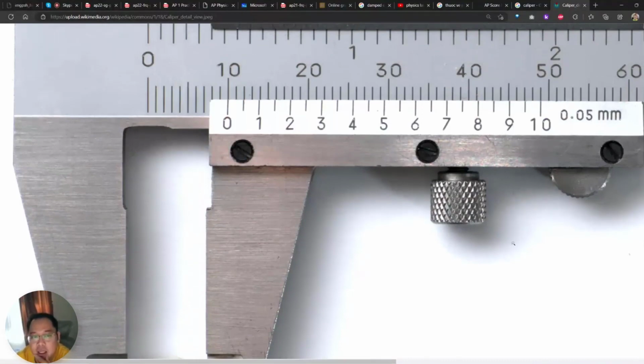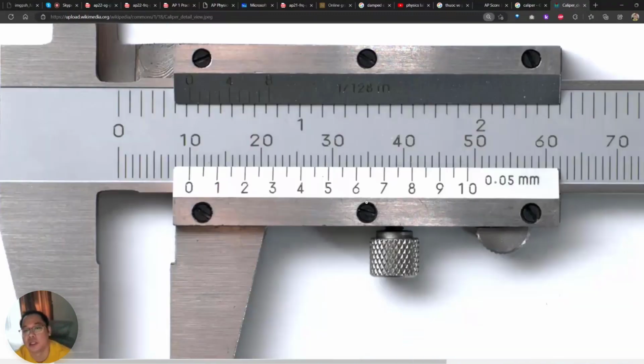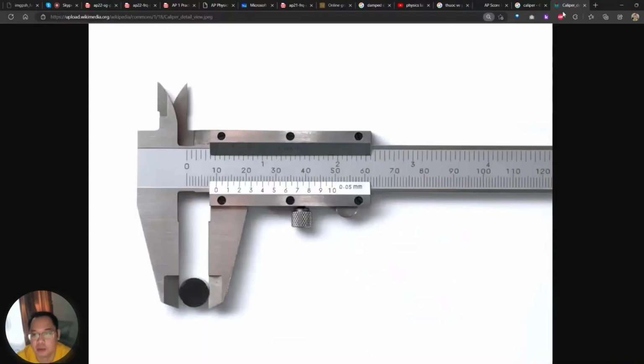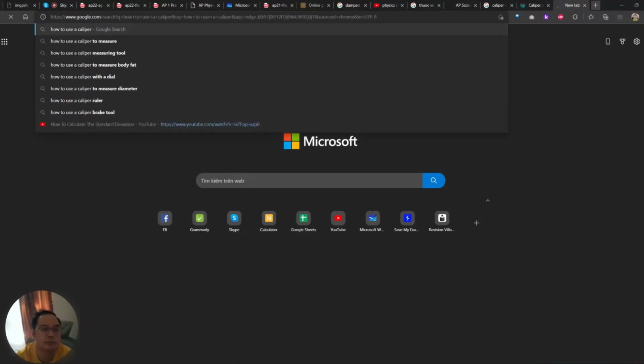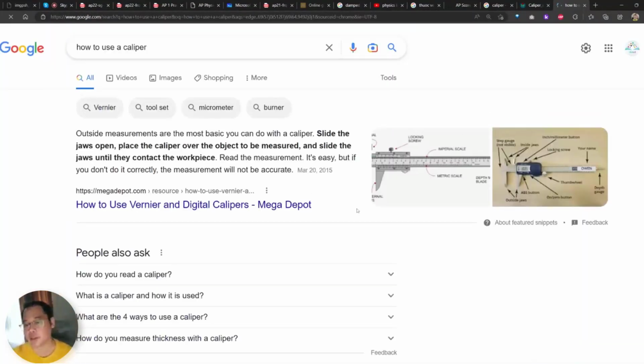Let's visit the tool. I will send you the link on how to use this caliper. How to use a caliper. This is a very important tool in measurement and physics. The caliper is very popular in all the laboratories in schools.